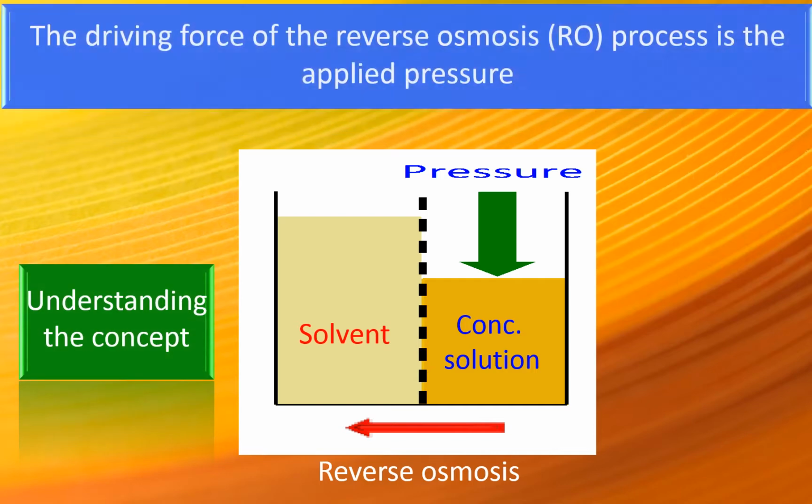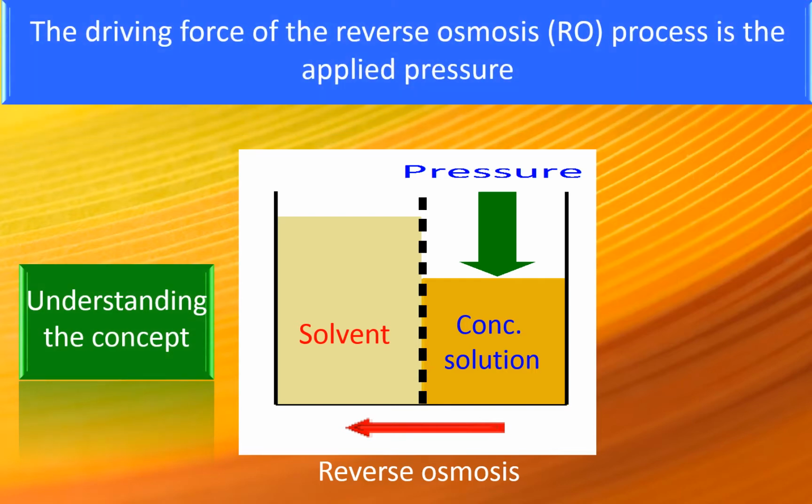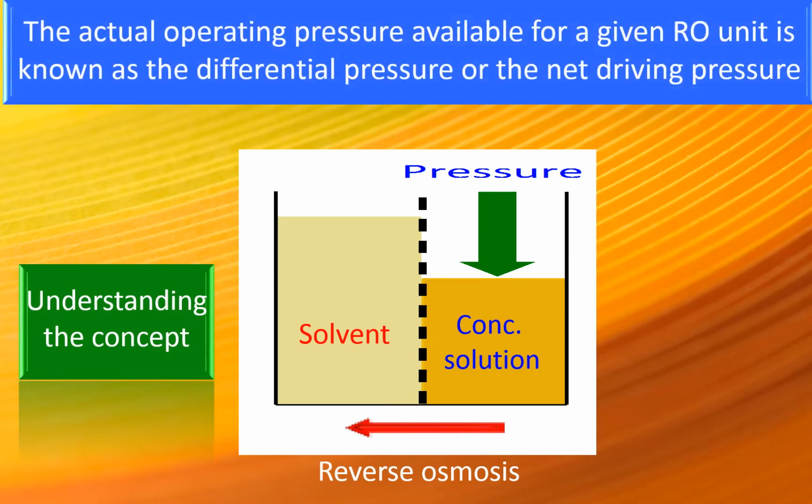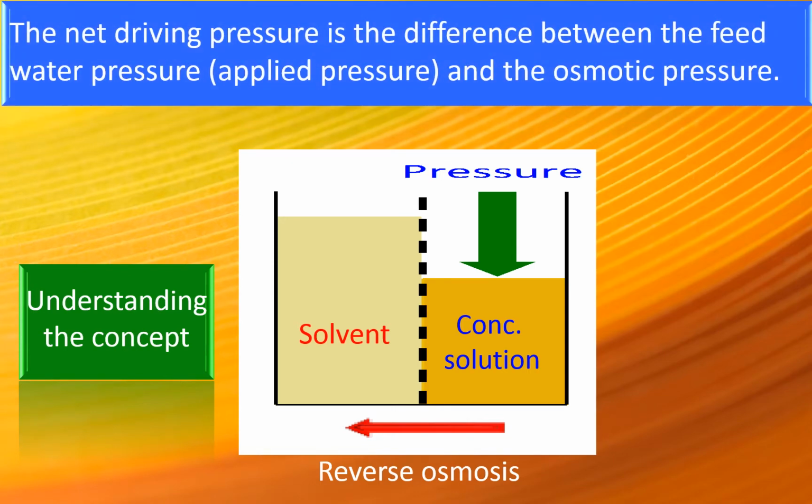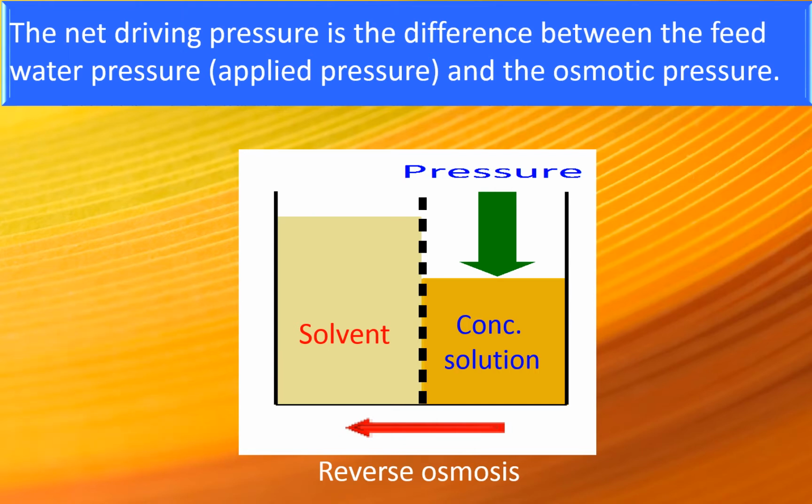Understanding the concept, the driving force for the RO process is the applied pressure. The actual operating pressure available for a given RO unit is known as the differential pressure or the net driving pressure. The net driving pressure is the difference between the feed water pressure, that is the applied pressure, and the osmotic pressure.